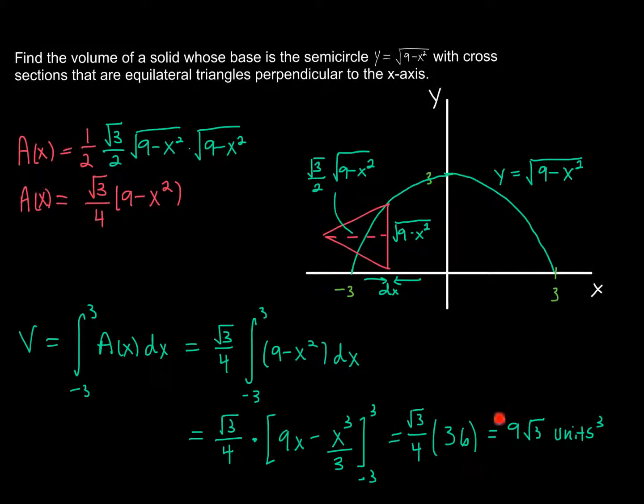Here that is. I end up with 9 times the square root of 3 units cubed. If you were to approximate that, that's about 15.588 units cubed. All right, let's take a look at one more example.